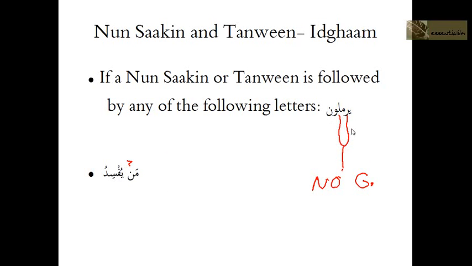Now an example where Ra or Lam takes place without ghunna would be Noon sakin followed by Ra. Marra'a. We're putting the Noon into the Ra. It's disappearing. Marra'a. But there is no ghunna.